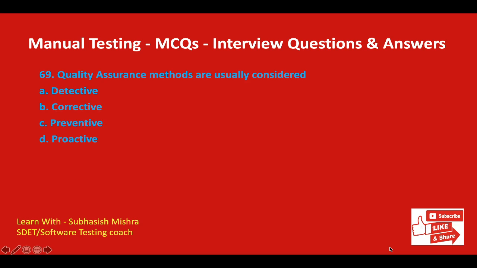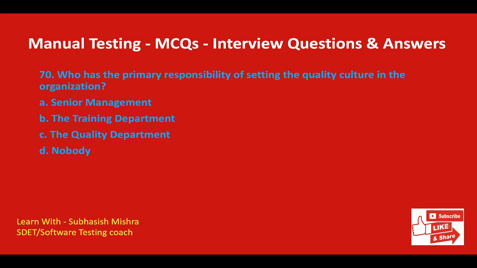Quality assurance methods are usually considered detective, corrective, preventive and proactive. Quality assurance is always preventive. Okay, let's move to the next. Who has the primary responsibility of setting the quality culture in the organization? So the options are senior management, training department, the quality department, nobody. So answer is the quality department. Let's move to the next.